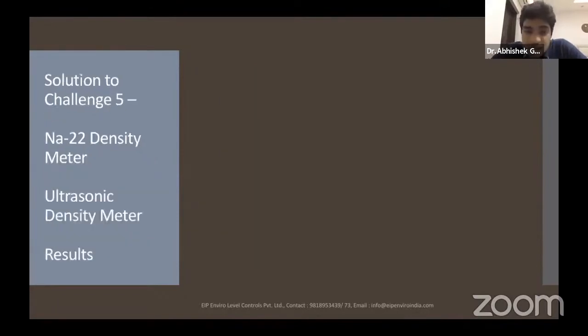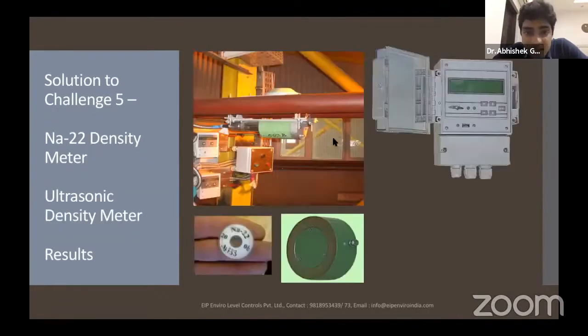So now let us just look at this density meter. This is the source and this is the detector being installed. And what I was referring to is that the sodium 22 source is as small as a button, and you can hold it in your hand for 10 minutes.